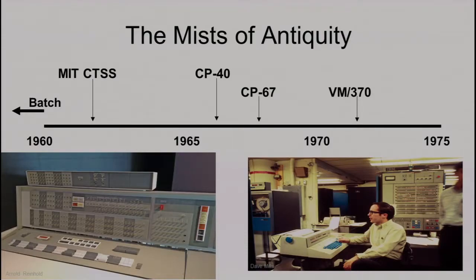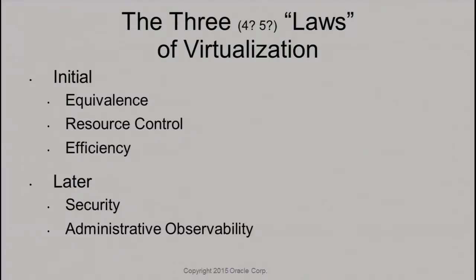In 1974, two professors, Popek and Goldberg, wrote a paper that was published in the Communications of the ACM. And they came up with what I call the three laws. They didn't call them laws because they weren't really. It's just a little inside joke. And as with those first three, I then later added two more to make the five laws. Theirs were equivalence, resource control, and efficiency.